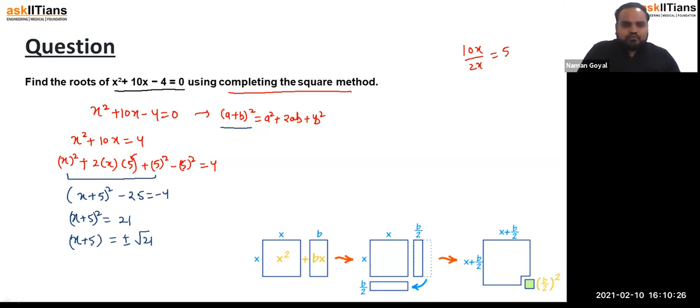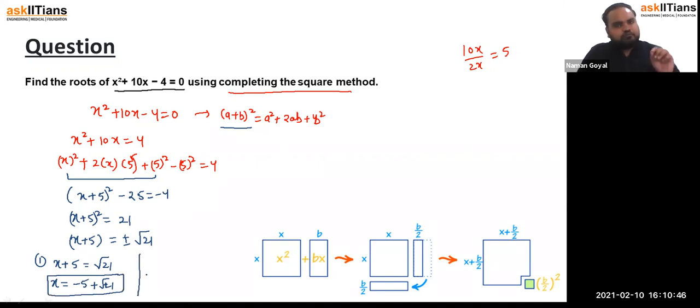Okay, so first if we take x plus 5 as plus root 21, the value of x we got is minus 5 plus root 21, right? This is root 21. Are you getting my point? This is very simple. Now see, there is a second case. If the value of x plus 5 is minus root 21, then the value of x is minus 5 minus root 21. So we got two values of x.